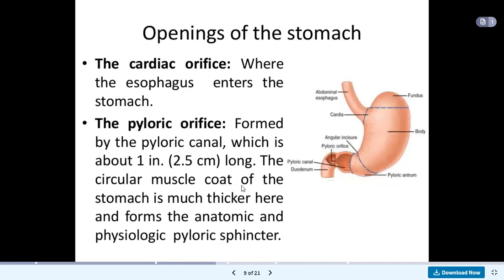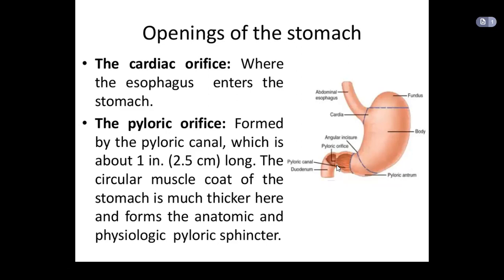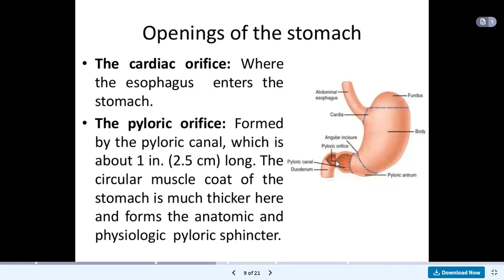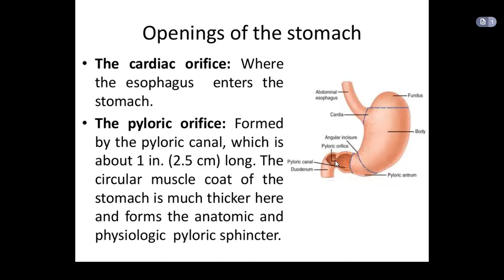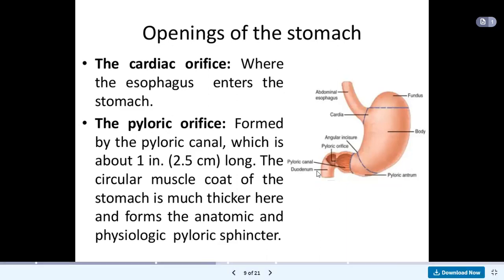The circular muscle coat of the stomach is much thicker at this pyloric orifice. So the muscle is thicker here and forms the anatomic and physiologic pyloric sphincter. So we have two sphincters, anatomic and physiologic sphincters, but they are not labeled in this diagram. But know that the job of the sphincters is to contract and relax, to control gastric motility, to control movement of food from the stomach into the duodenum.